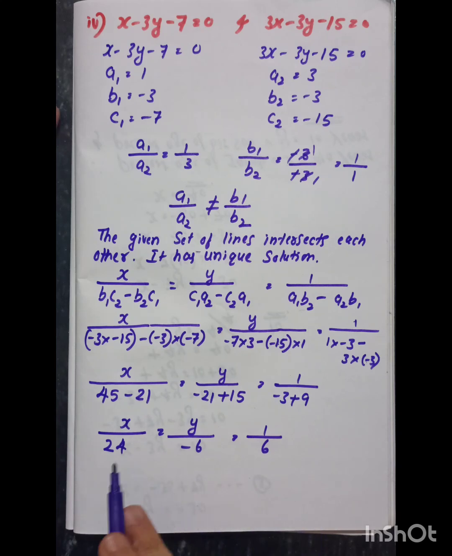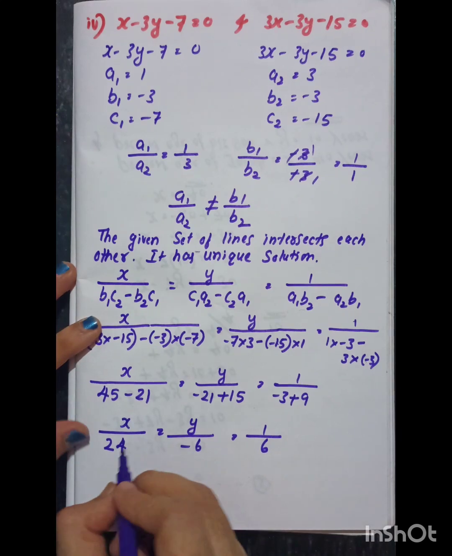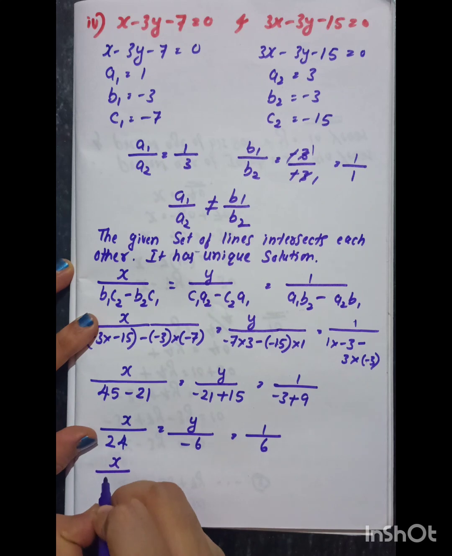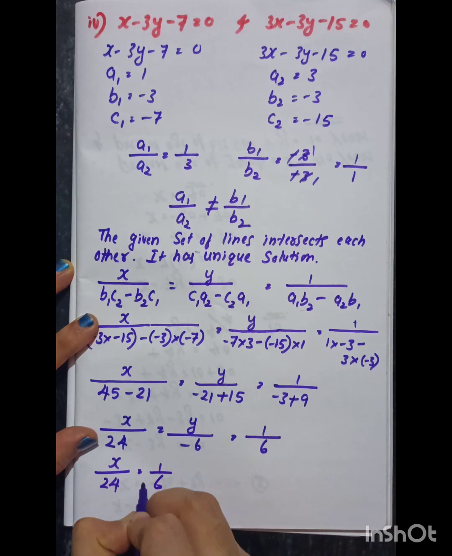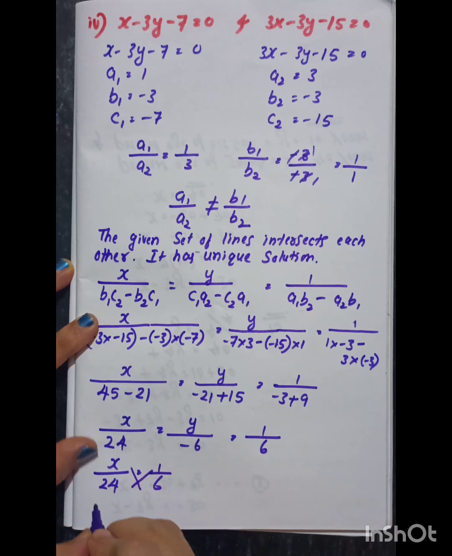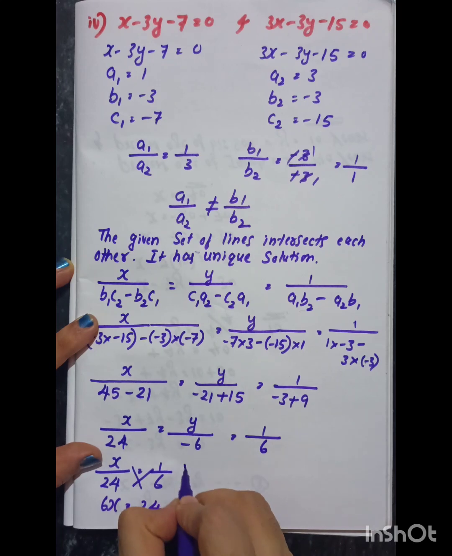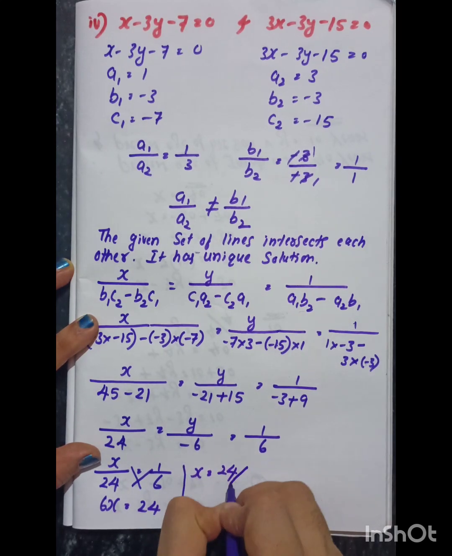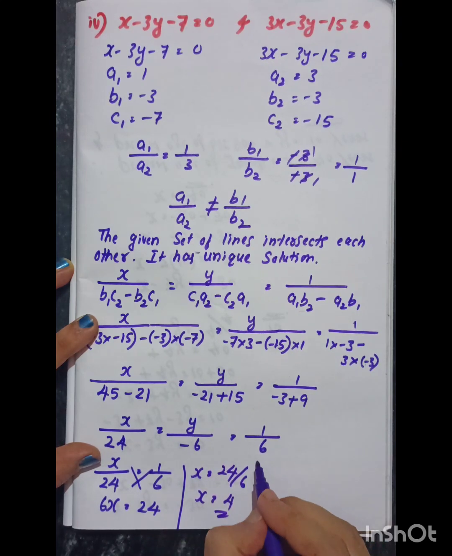It means x by 24 is equal to 1 by 6 and y by minus 6 is also equal to 1 by 6. Let's do the first one. X by 24 equals 1 by 6. Do the cross multiplication. X into 6, 6x equals 24. Then x equals 24 by 6. 6 ones are 6, 6 fours are 24. So x equals 4.